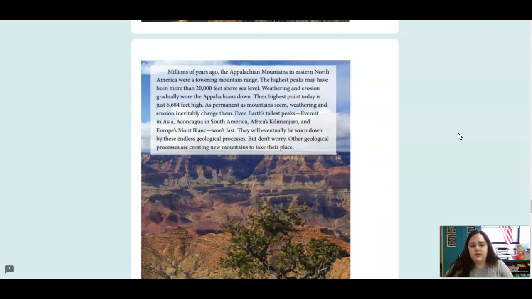Even Earth's tallest peaks, Everest in Asia, Aconcagua in South America, Africa's Kilimanjaro, and Europe's Mont Blanc, won't last. They will eventually be worn down by these endless geological processes, but don't worry, other geological processes are creating new mountains to take their place.